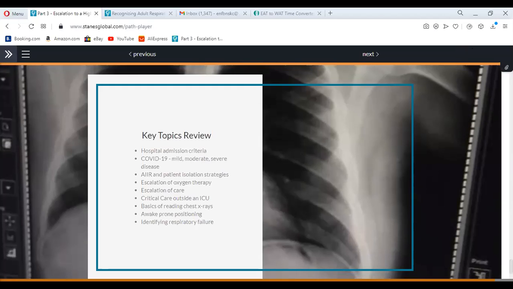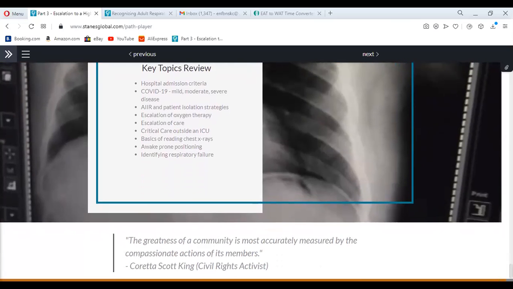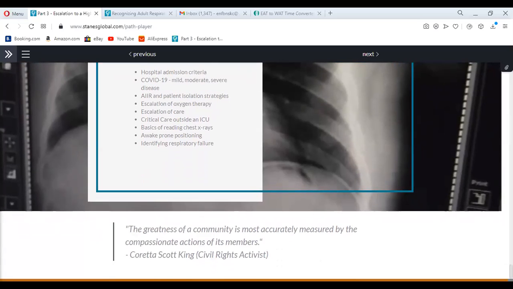Now you need to go back to the previous sessions to understand all these other sessions, because they are linked together, and some of them share the same materials and references. So to cap this, you should know that there is a quote here: The greatness of a community is most accurately measured by the compassionate actions of its members.